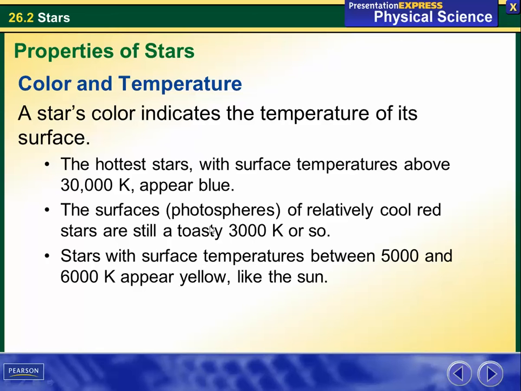The next section there, the surface, which is the photosphere. Remember, the layers of the sun apply to layers of other stars as well. The photosphere of relatively cool red stars is still a toasty 3,000 Kelvin or so. And stars with surface temperatures between 5,000 and 6,000 Kelvin appear yellow, like the sun. So they went in a weird order, but the hottest stars are blue, the second hottest are more yellowish like our sun, and the coolest stars appear red, with temperatures around 3,000 Kelvin.